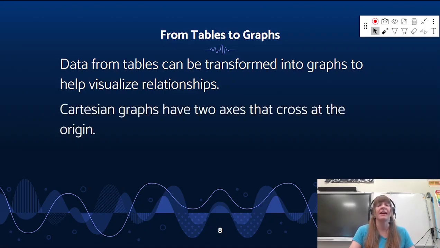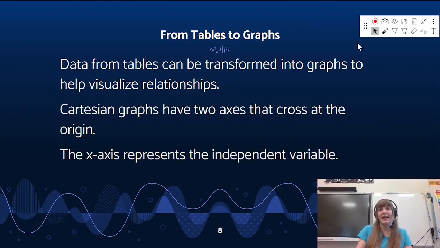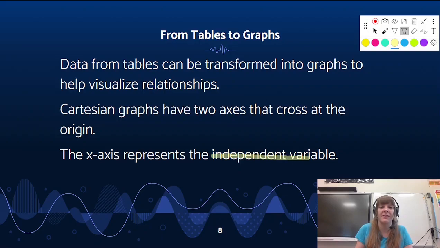Cartesian graphs have two axes that cross at the origin. So they basically make a crosshair kind of thing. The x-axis represents the independent variable. The independent variable is the variable that you are in control of, that you are manipulating in the experiment.